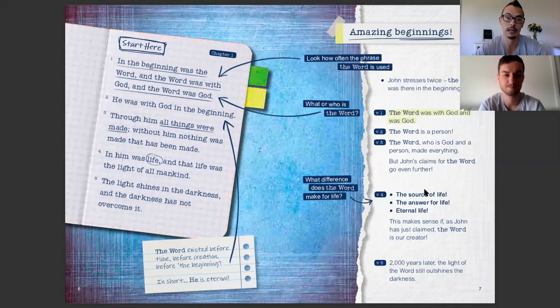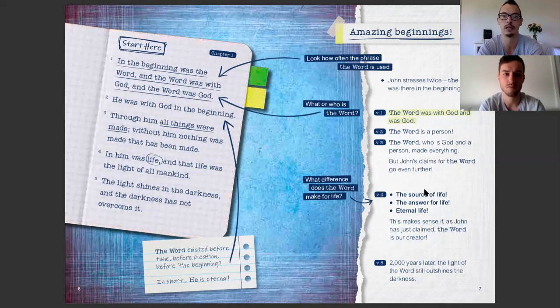Yep. It is quite an amazing beginning to a book. Look how often the word "the Word" is used just there in the first verse. John says twice that the Word was there in the beginning, and that draws out the natural question: then, who or what is the Word?